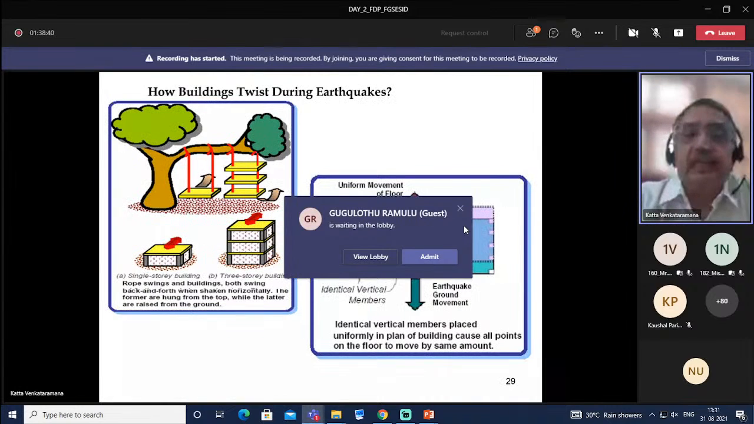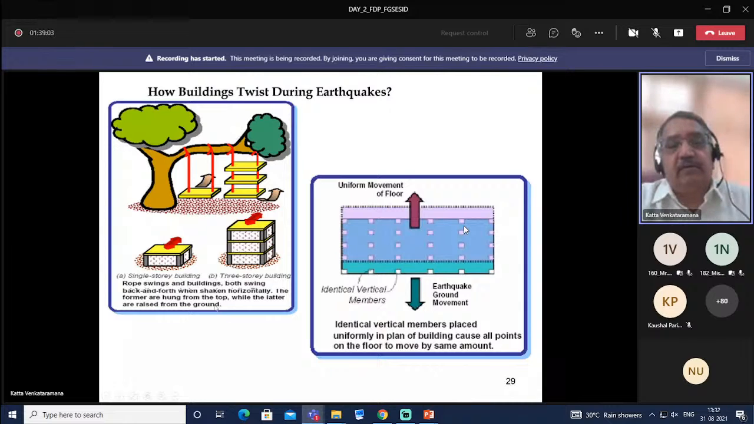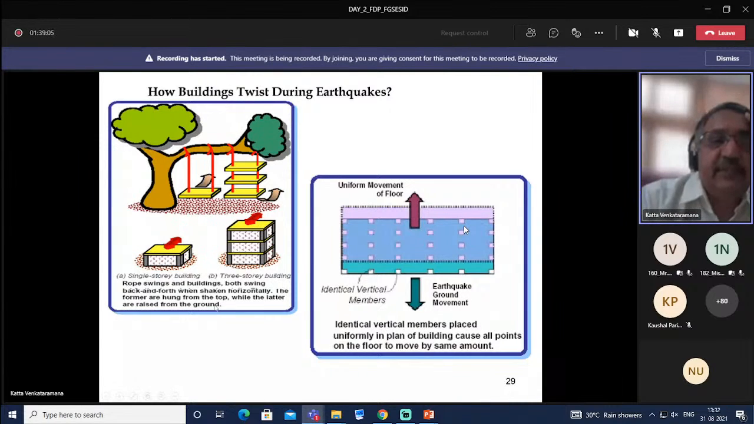Then this shows how buildings twist during earthquakes. It's taken from earthquake tips, IIT Kanpur. Rope swings and buildings both swing back and forth when shaken horizontally. The former are hung from the top. You can see swings are hung from the top, while the latter are raised from the ground. So like single-story building, three-story building.